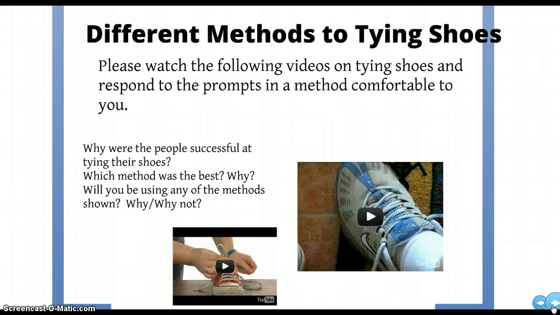What are some methods of tying shoes? I'd like them to look at the videos. I'm not going to play them right now, but please look at the videos. And after viewing the videos, why were the people successful at tying their shoes? Which method was best? And why? And would you be using any of those methods that were shown in the video? Why would you, and why wouldn't you?